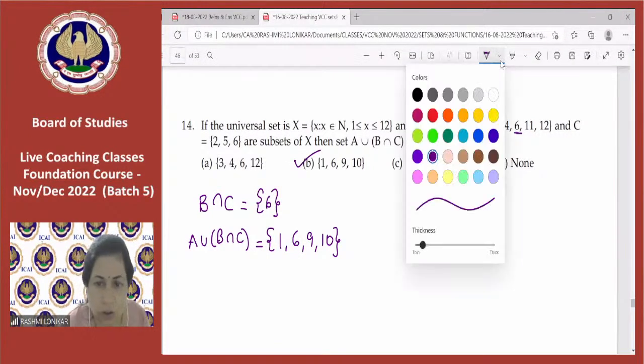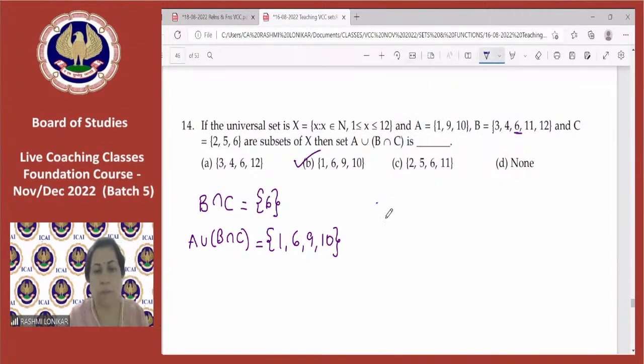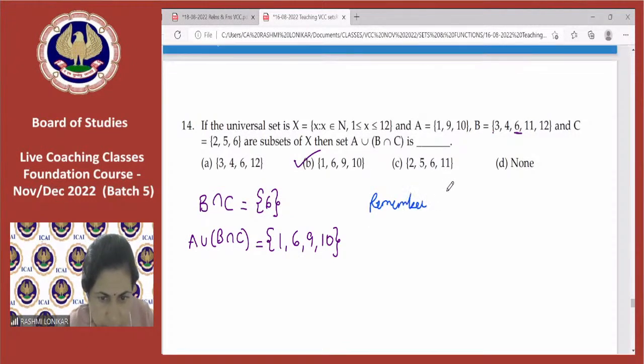Okay. So when this type of sums are given, remember to solve the bracket first.